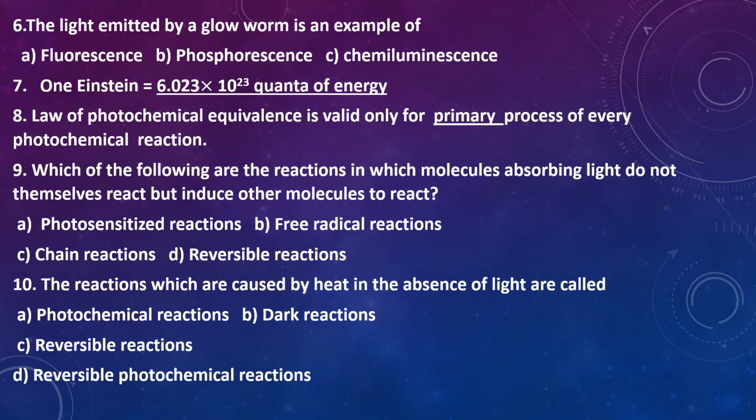Law of photochemical equivalence. Which law is this, students? How many laws of photochemistry are there? 2 laws. First law is Grotthuss-Draper's law. Second law is Stark-Einstein's law of photochemical equivalence. So what is your question? Law of photochemical equivalence is valid only for dash process of every photochemical reaction. What will you write in this blank? So this law is valid only for the primary process.